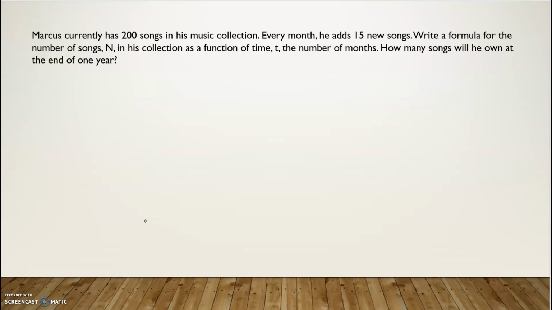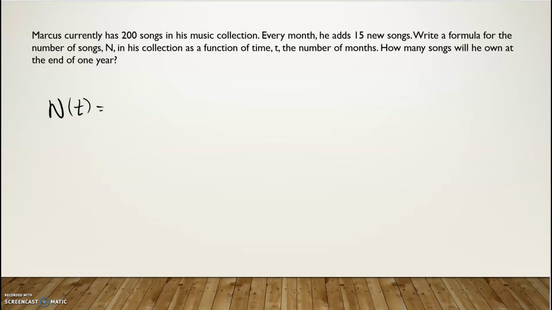Okay, let's look at this one. Marcus currently has 200 songs in his music collection. Every month he adds 15 new songs. Write a formula for the number of songs in his collection as a function of time, t, the number of months. So t is the number of months. How many songs will he own at the end of 1 year? Okay, so we're looking for the number of songs in his collection. So we'll say number of songs, n of t, and the number of songs he has depends on the time. Is it 1 month, 2 months?